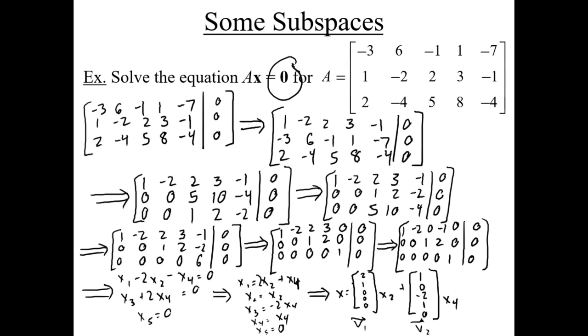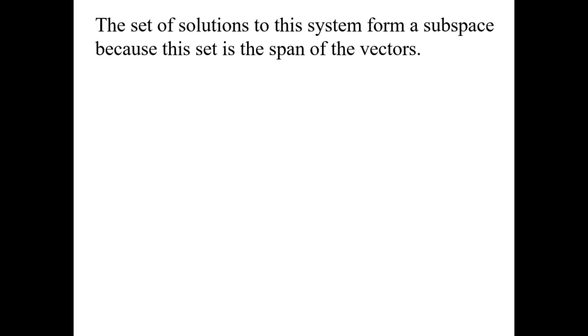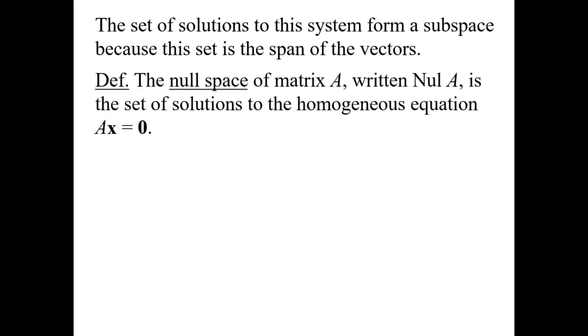Okay. Well, the set of solutions to the system forms a subspace because this set is the span of vectors, right? We said last class that any span of two vectors in some vector space forms its own subspace. So because we have the span of these two vectors, this set of solutions is itself a subspace. And in fact, we have a name for that. The null space of a matrix, which we would write Null A, is the set of solutions of the homogeneous equation Ax equals 0.